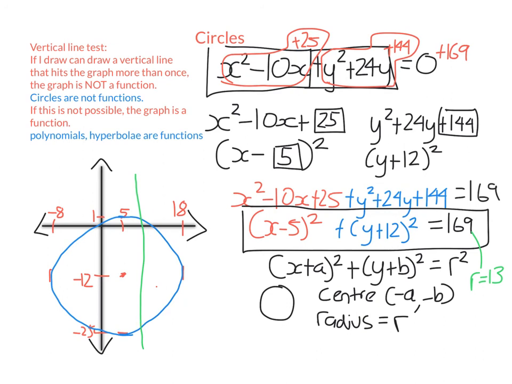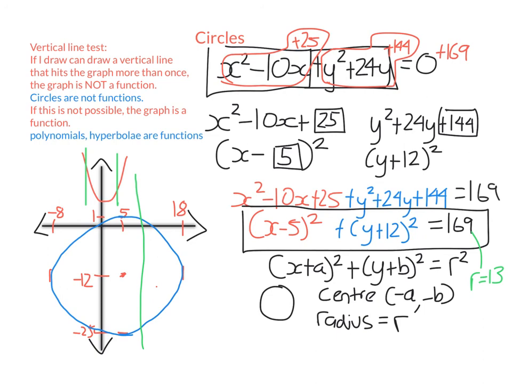If I were graphing a parabola that, say, looks like this, that is a function because I can't draw a vertical line that hits this graph twice. Anywhere I draw a vertical line, it will only hit this graph once. So any parabola is a function. In fact, any polynomial is a function. That means all linear functions, all parabolas, all cubic graphs, all quartics, they are all functions.